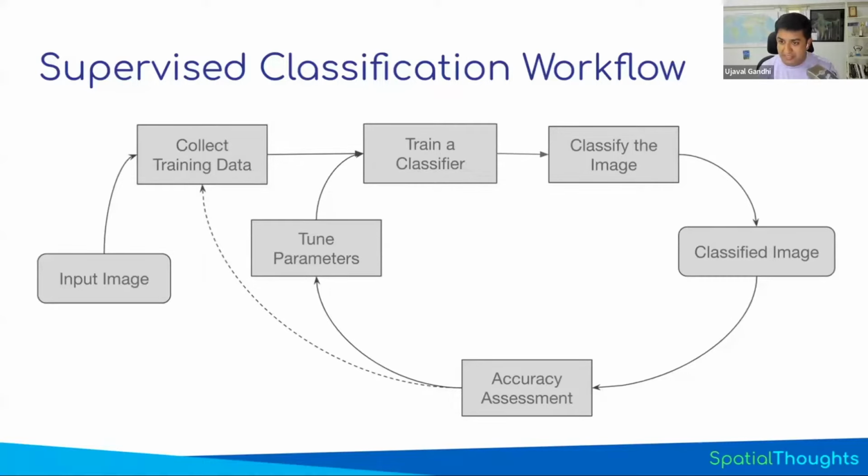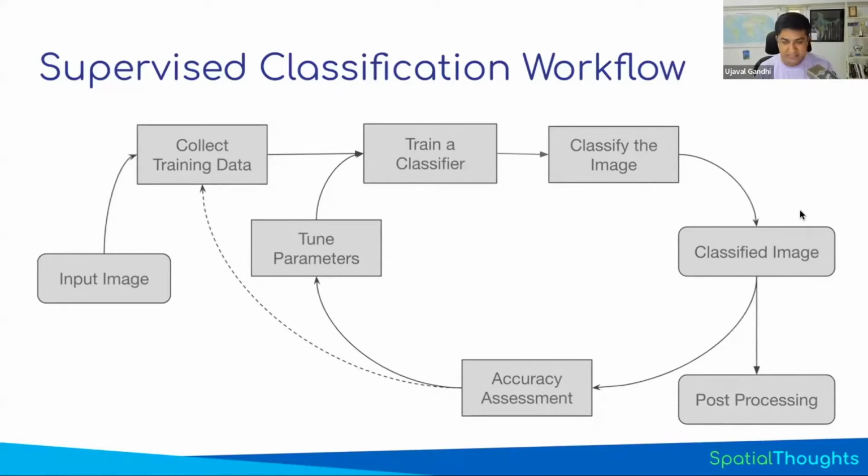You go and clean up your data, or you collect more training data, and you keep doing this till you're happy. So it's a cyclical process. Once you're happy with the output, you do some post-processing, smooth the results, remove the salt and pepper noise, and you have a final product. And we'll be implementing the whole workflow in Earth Engine.